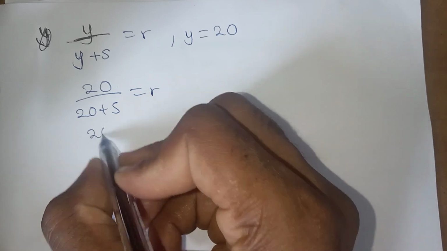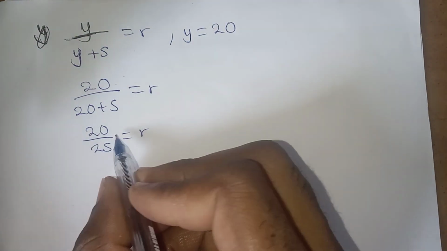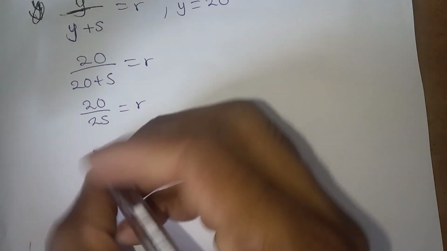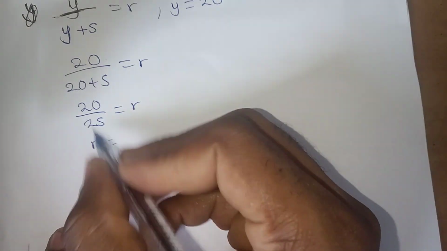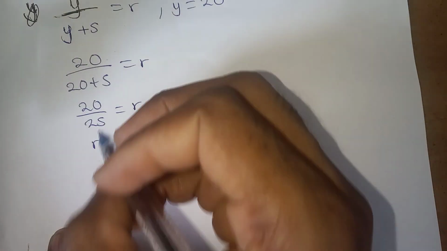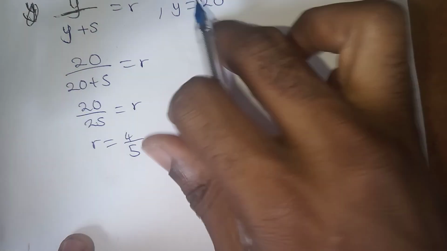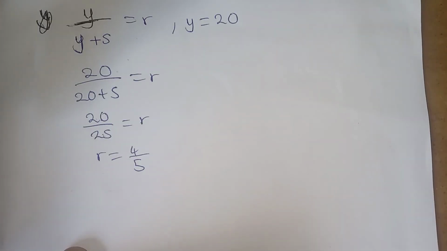And then this will be 20 over 25 is equal to r. When you reduce this, in fact, this is the value of r. You just have to reduce it. So when you reduce it using a 5, I want to write it in fraction form. This will be 4 over 5. So this is our r, this is our y, and you are done.